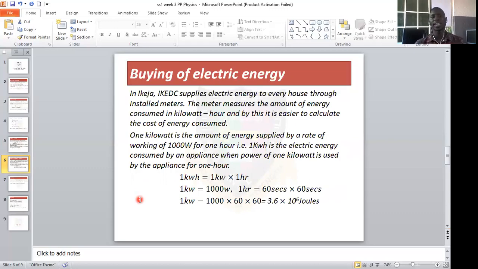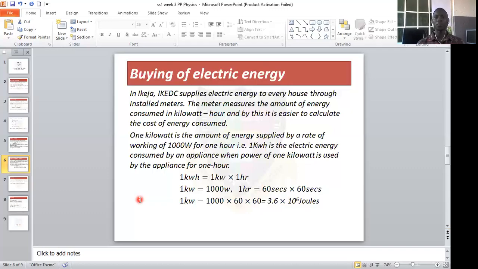Let me take the note. IKEDC supplies electrical energy to every house through an installed meter. We all have installed meters in our house. If you don't have the old one, you have your prepaid meters now. This is what we are talking about, the installed meter. From your prepaid meter, when you buy a token and you install it on your prepaid meter, probably in 2 weeks you see that it's exhausted. So there's a way they calculate the cost of this energy. Probably a naira to 1 kilowatt of energy consumed, or 10 naira to a quantity of energy consumed.